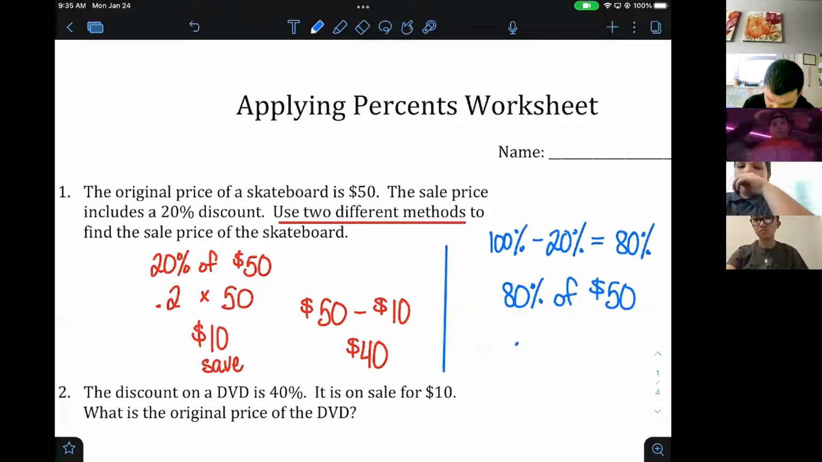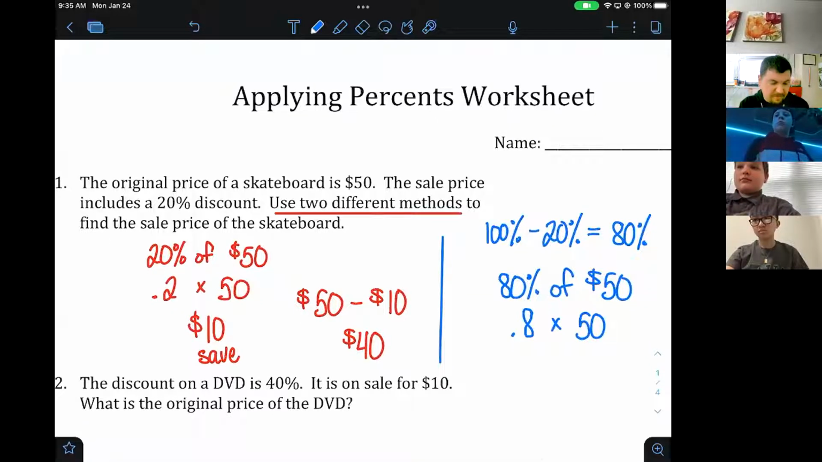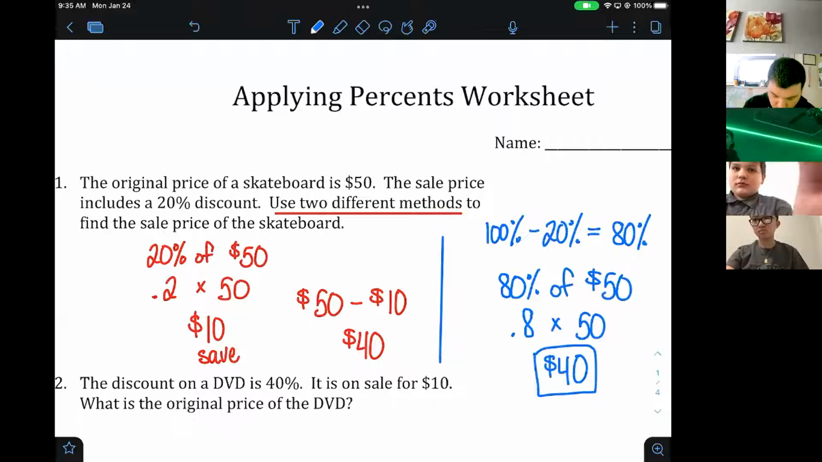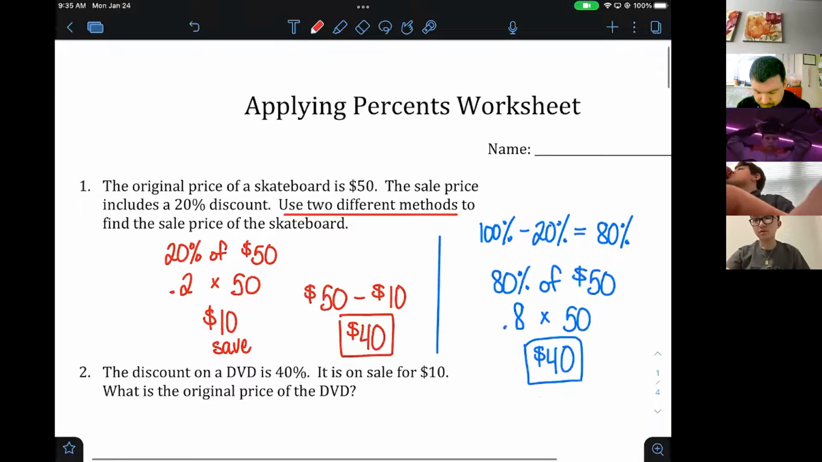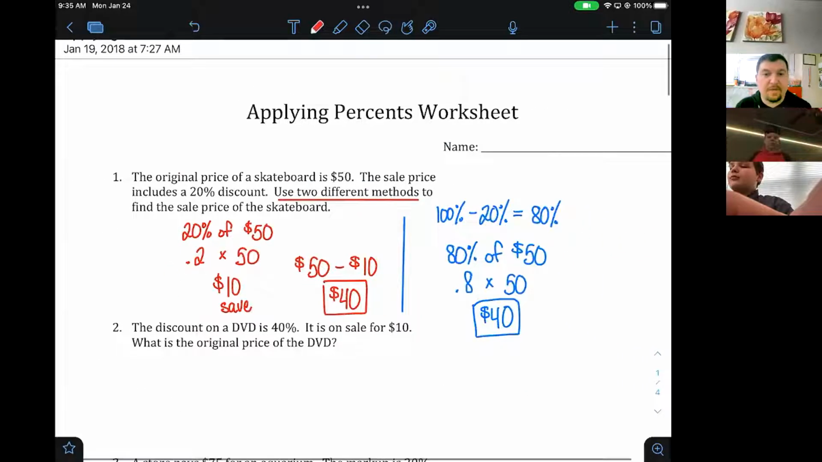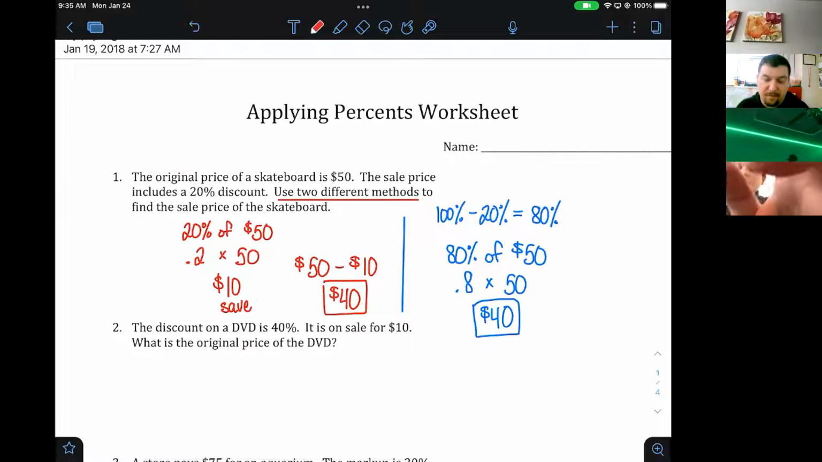And so if we do 0.8 times 50, that will give us, I'm just going to confirm this, make sure we got this, 0.8 times 50 is $40. So whether we use the shortcut or the slightly longer way, we should end up with the same answer of $40 for number one. Okay, so there's two different methods to solve for number one, using the discount shortcut and then a slightly longer version.